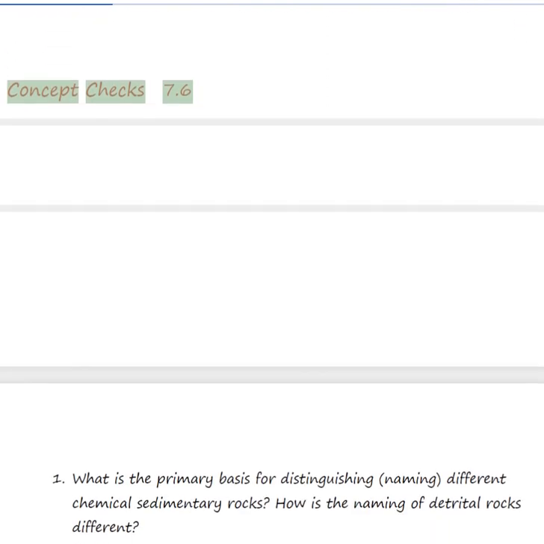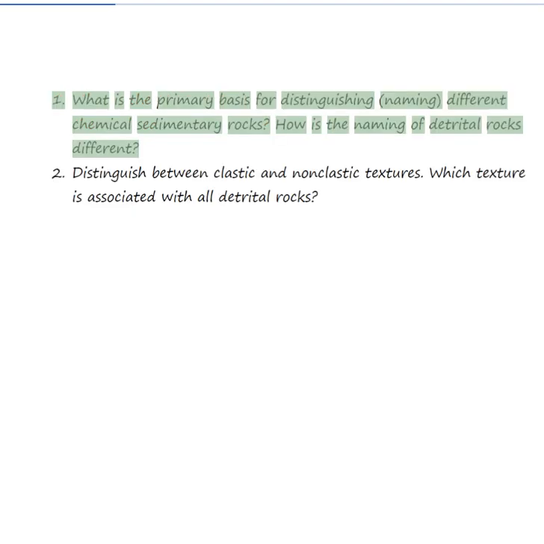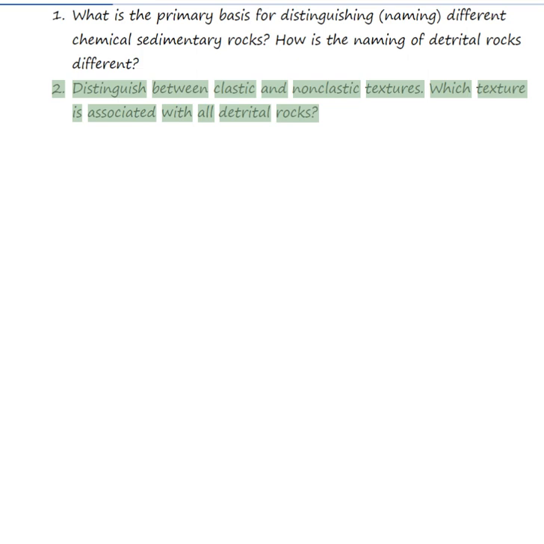Concept checks 7.6. 1. What is the primary basis for distinguishing different chemical sedimentary rocks? How is the naming of detrital rocks different? 2. Distinguish between clastic and non-clastic textures. Which texture is associated with all detrital rocks?